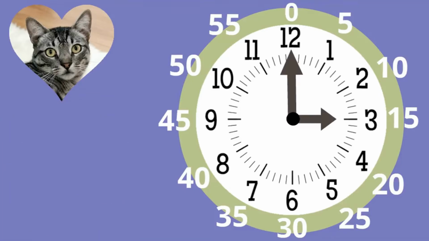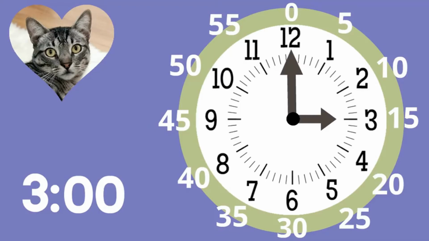Okay, so we are ready to find what time it is. We already know the hour. The hour is 3. Yes. Now we have to figure out the minutes, and the minute hand is pointing at 12, which means how many minutes? 0. Yes, we always write the minutes with 2 digits, so we write 2 zeros. What is this time? Yes, 3 o'clock.